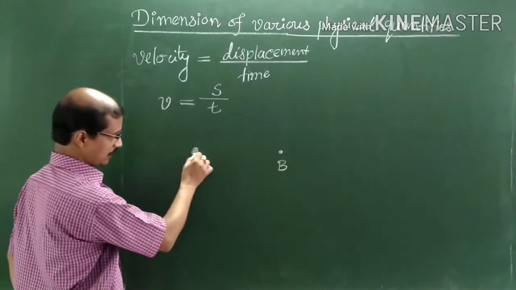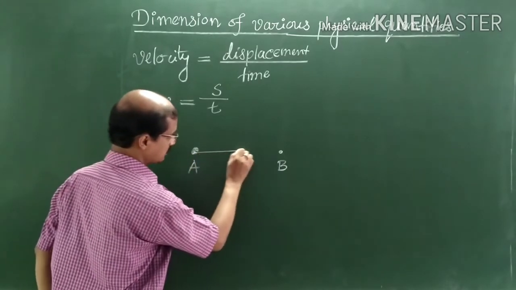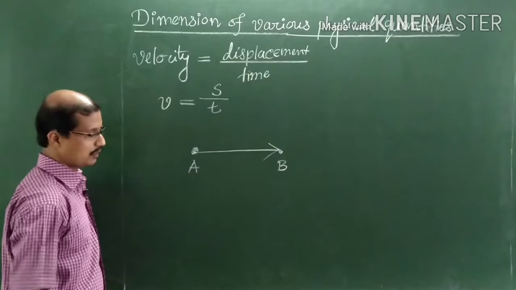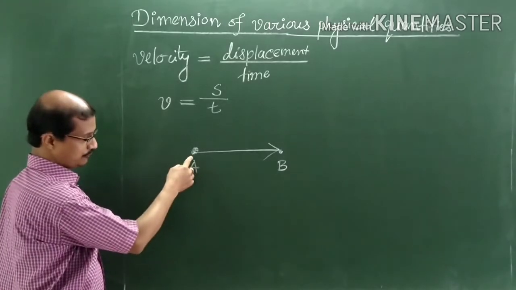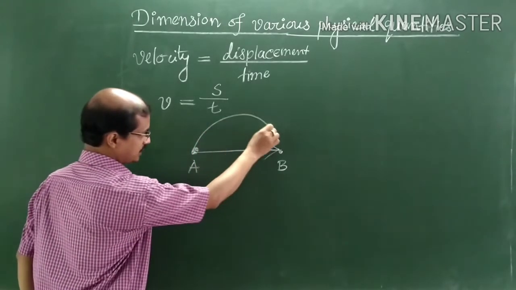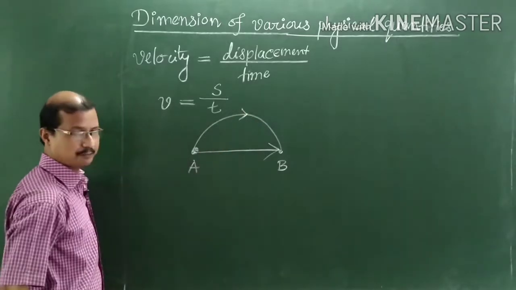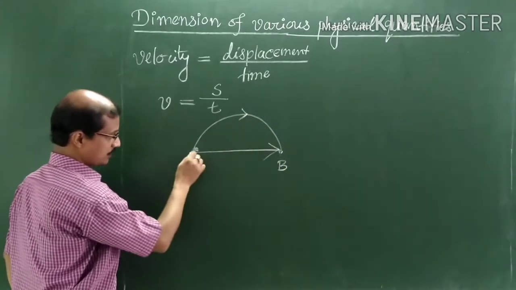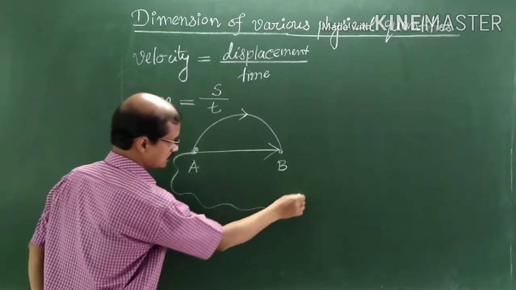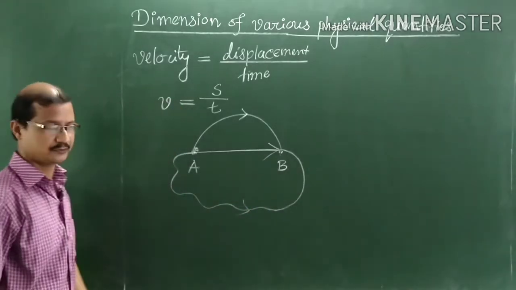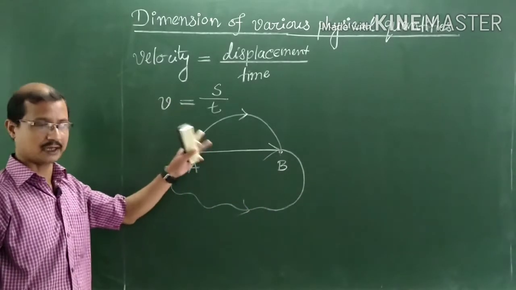The body can travel from A to B along this path. The body can move from A to B along this curved path. A curved path, or it can also go in this path. So there are various paths.